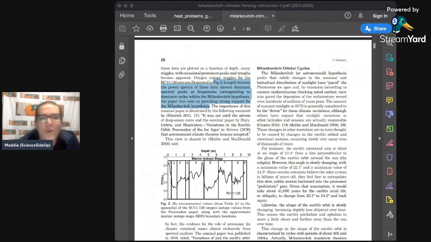Okay, so let me show you how a power spectrum works. I have to share a different thing now. Present, stop screen, present, share screen. I would like to show you this one.